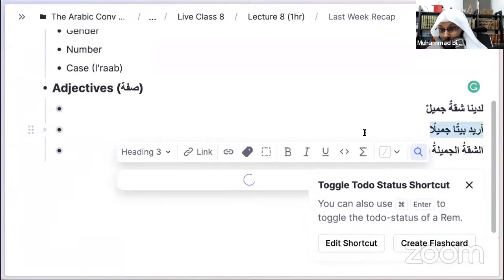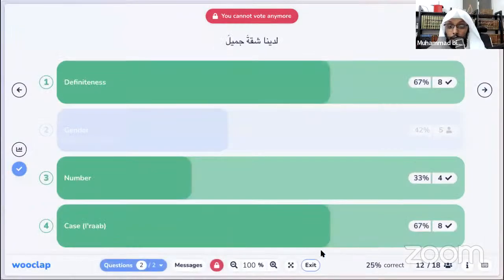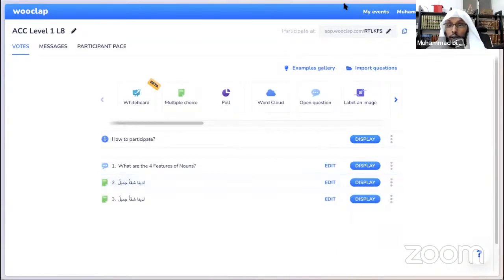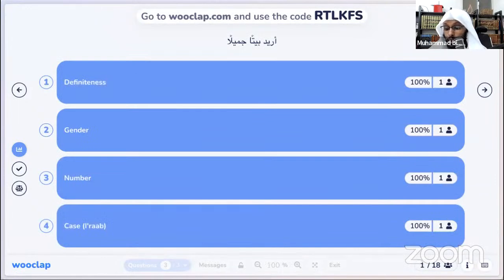Okay, how about this one? I'll ask you another question then. Exact same question again. Compare where the agreement is, and then click on it, inshallah. أريد بيتا جميلا.